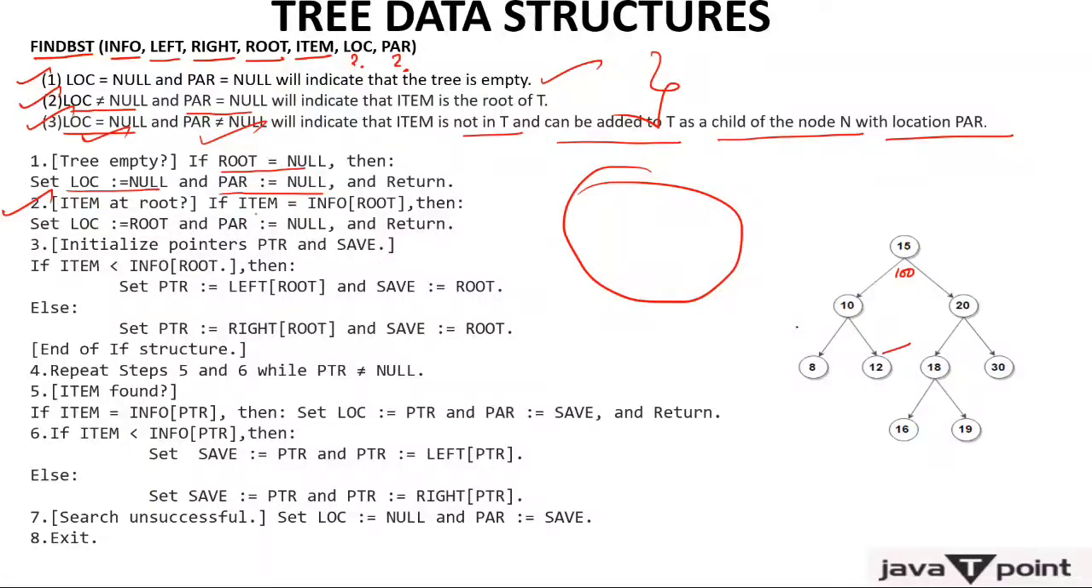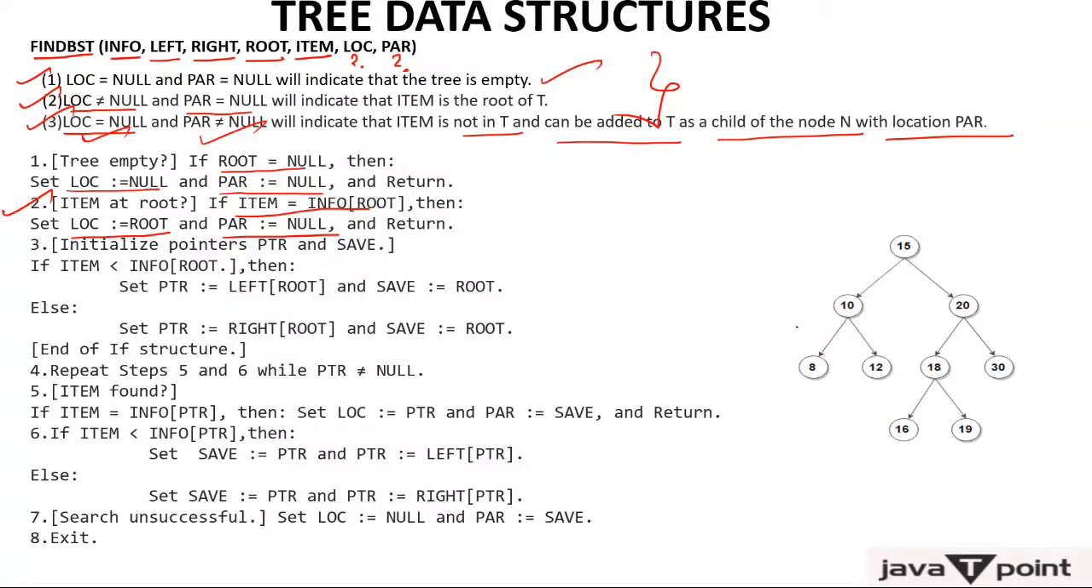Now comes the second condition. Item at root. If item is equal to info root, the item you are looking for is at root. Then what? Location is equal to root and parent is equal to null. This is the second condition, what I told you. Now comes the third condition. That is, the element you are looking for is either there in the tree or not in the tree. So let's start with the item. And suppose my item is 12.